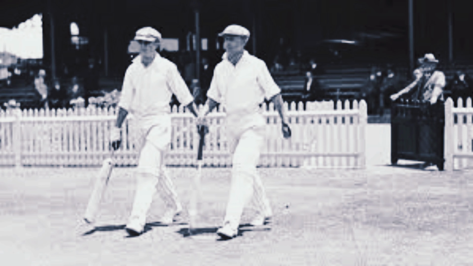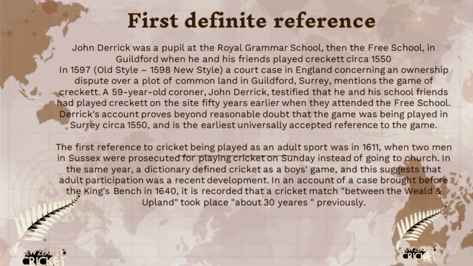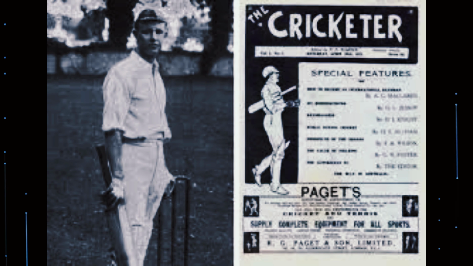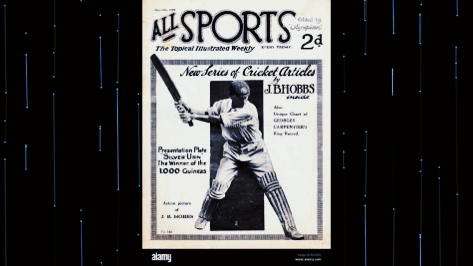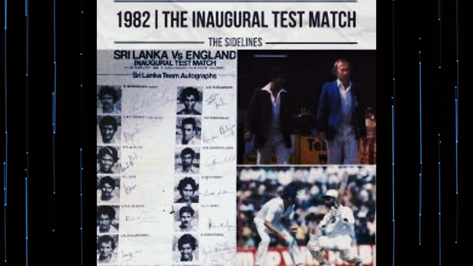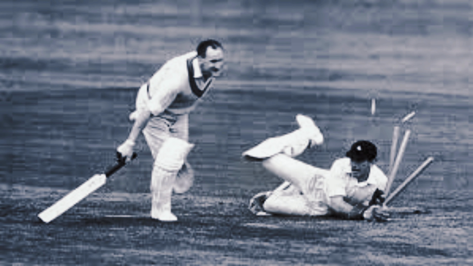The origins of cricket, a historical and cultural reflection. Cricket, a game beloved by millions today, traces its earliest roots to the charming landscapes of Guildford, Surrey. Around 1550, John Derrick, a pupil at the Royal Grammar School, then the Free School, testified in a 1597 court case about playing a game called cricket with his schoolmates on common land. This testimony, delivered by Derrick decades later as a 59-year-old coroner, stands as the earliest undeniable reference to cricket being played.